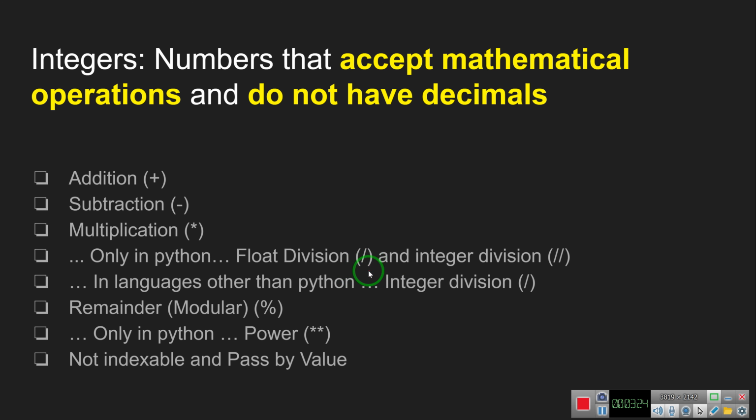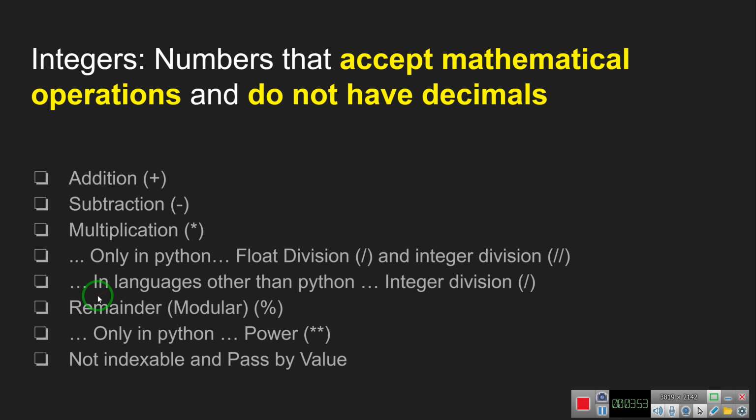Even if it's 20 divided by 3, which is 6.66, integer division doesn't round it up. It just throws the decimal away, which is 6 itself, not 7. For float division, it returns 6.66. And for integer division, it returns only 6.